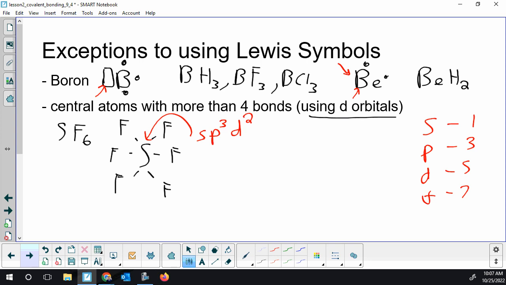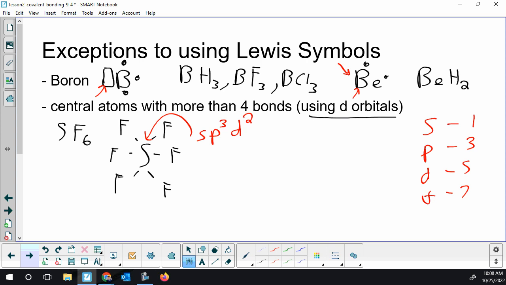Just count how many bonds are around that central atom, and mix orbitals until you get to that number. So if we had 8 bonds, we'd need 8 orbitals. sp3d4 would get us to 8.